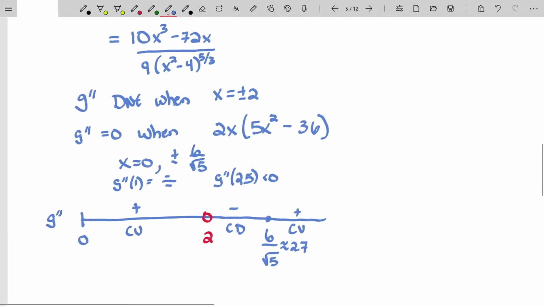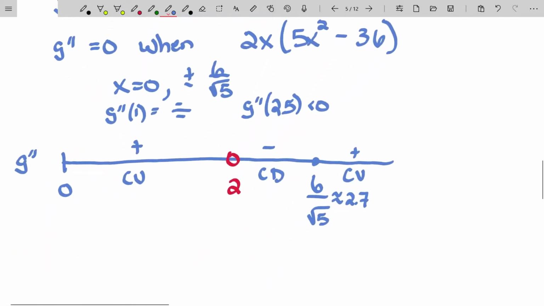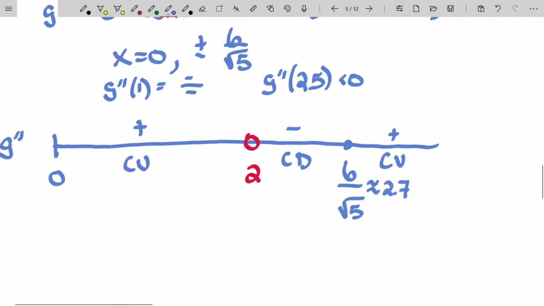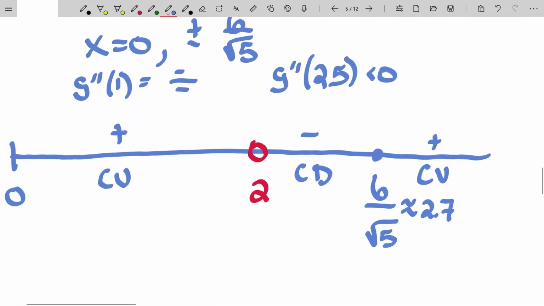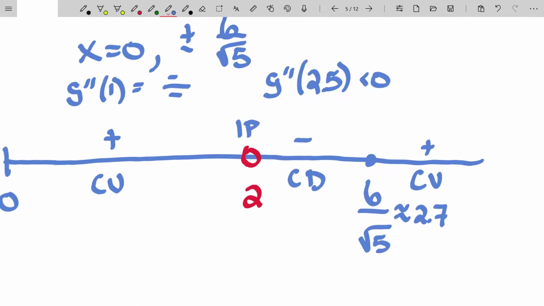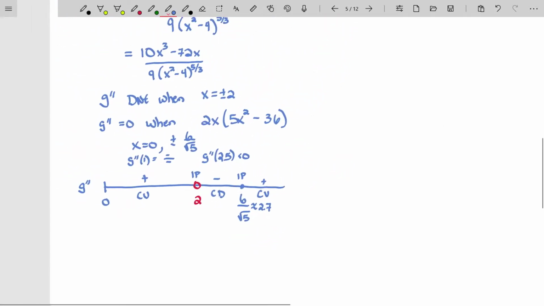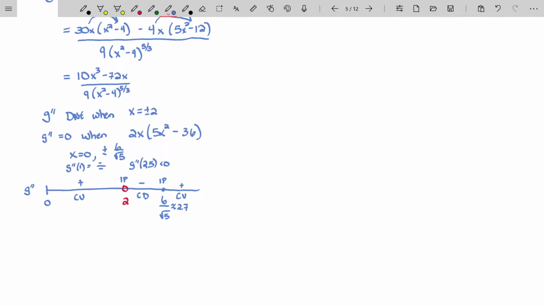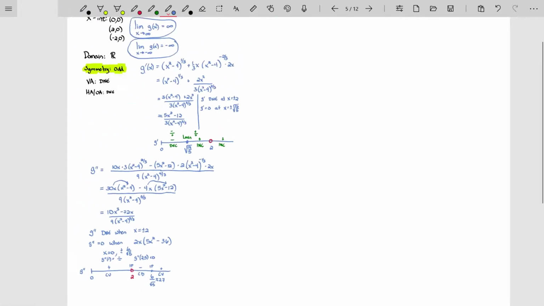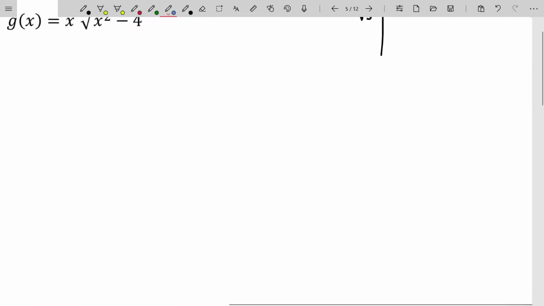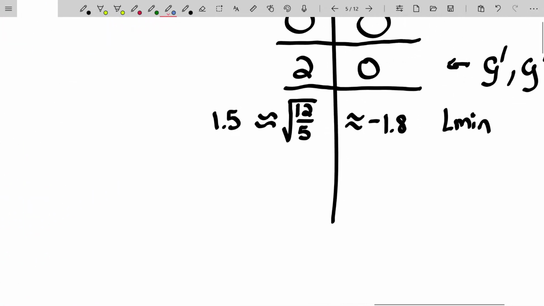We have almost everything here. One thing to note is that our function changes from concave up to concave down at 2. So the 2 is an inflection point. Our function's continuous there. And it switches from concave down to concave up at this 6 over root 5. So that's another inflection point. I will add 6 over root 5 to my table. So let me go over to the table up here, and I will zoom in wherever it is, and I'll put in 6 over root 5.